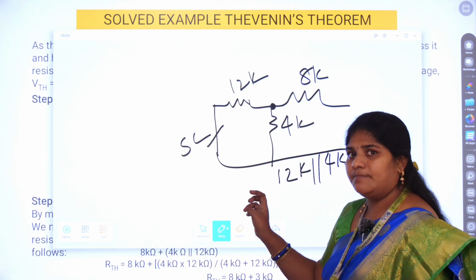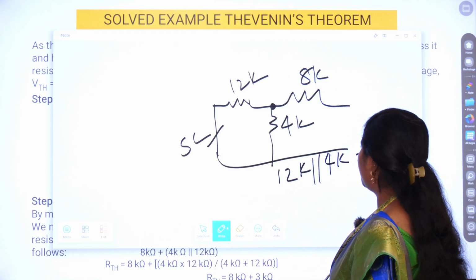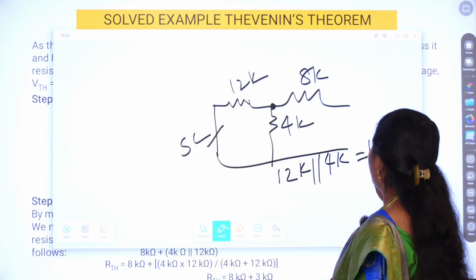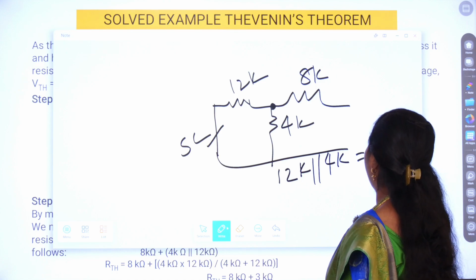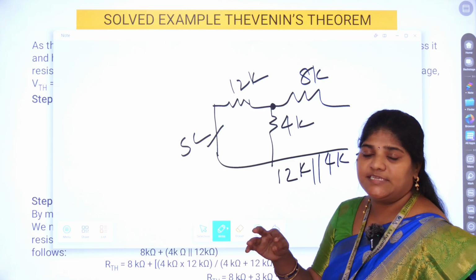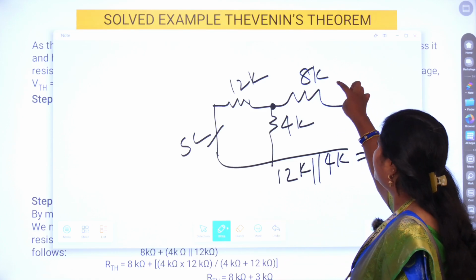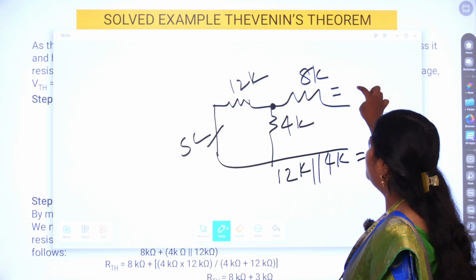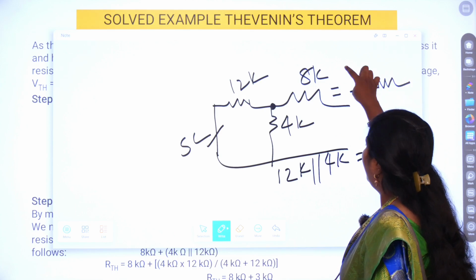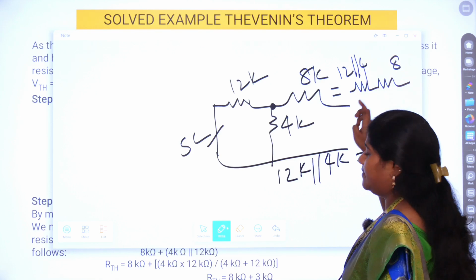So what is the net result of parallel? 12K into 4K divided by 12K plus 4K. So this we know very well, how to solve resistors in series and parallel, right? So this result, how can I modify this diagram? This is equal to a single resistor. I am going to replace this as 12 parallel with 4 and 8.